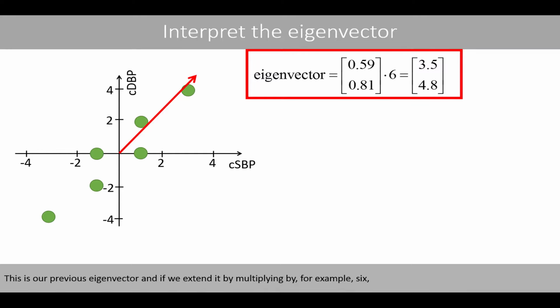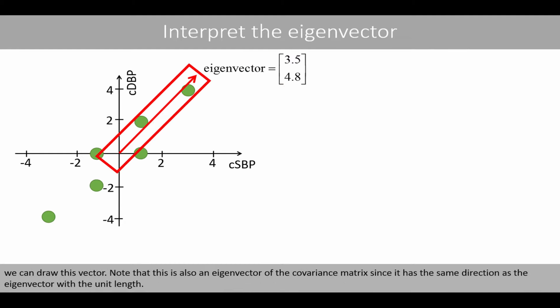This is our previous eigenvector, and if we extend it by multiplying by, for example, 6, we can draw this vector. Note that this is also an eigenvector of the covariance matrix, since it has the same direction as the eigenvector with the unit length.